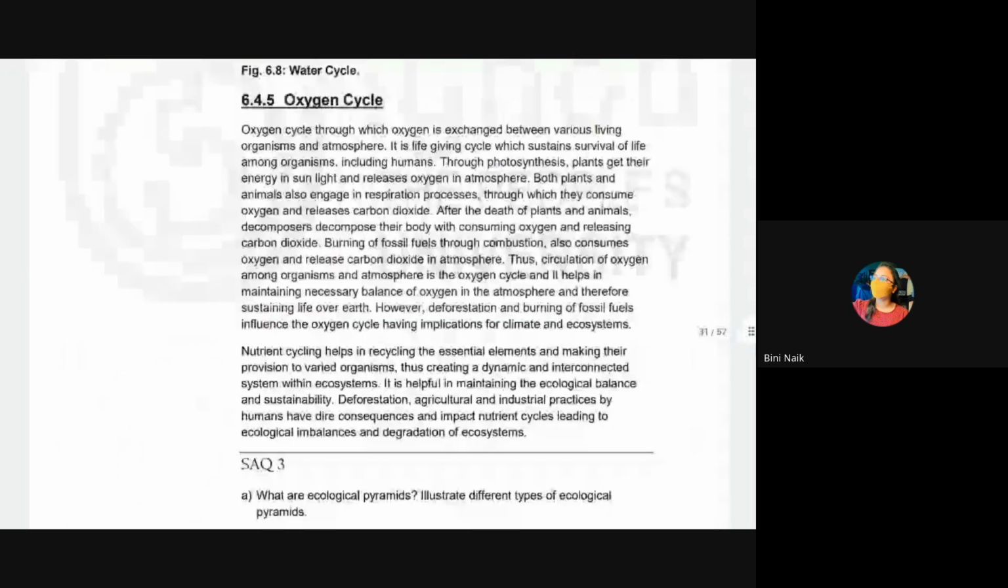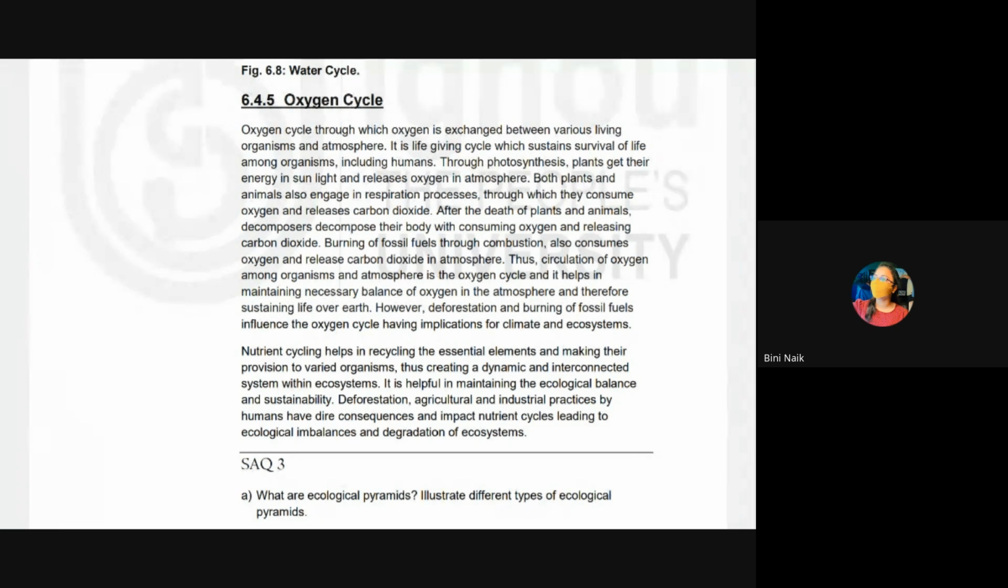Then the oxygen cycle also. There are different sources of oxygen. Oxygen is available in the atmosphere, and through photosynthesis it is also released into the atmosphere. Through the process of respiration, we inhale oxygen and release carbon dioxide.